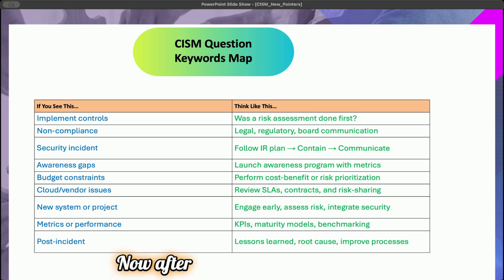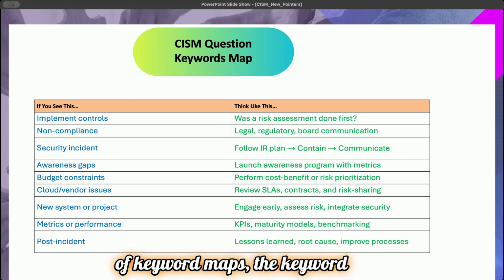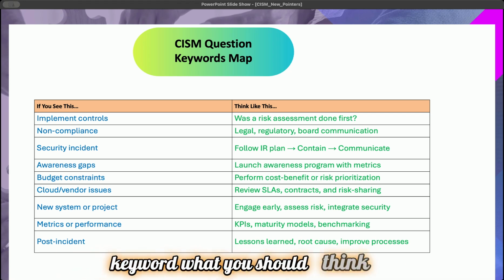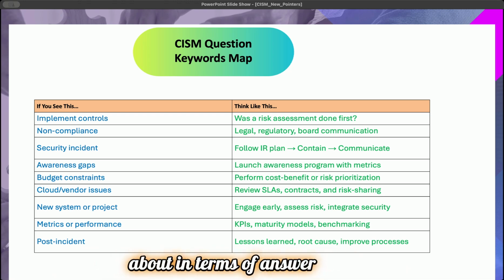Now, after doing the questions, we come to a point of keyword maps. The keyword mapping that we see here is very important to understand from the exam perspective, because you have to know, if you see a particular keyword or a set of keywords, what you should think about in terms of answer to get to the correct answer or remove the wrong answers.